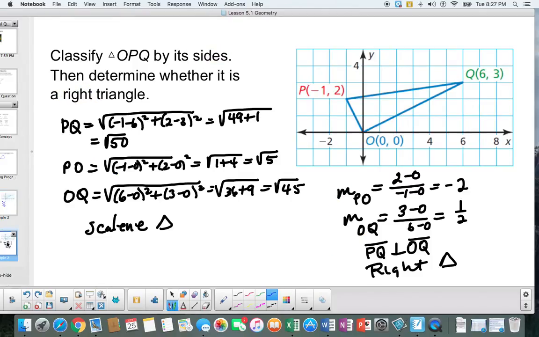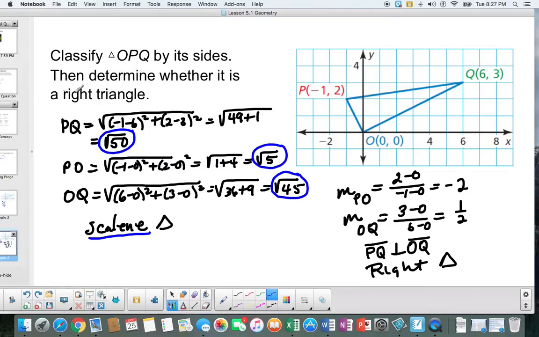Here's the answer. I found every single distance. One distance was root 50, another distance was root 5, and another distance was root 45. They're all different numbers, so I'm going to have to call this a scalene.